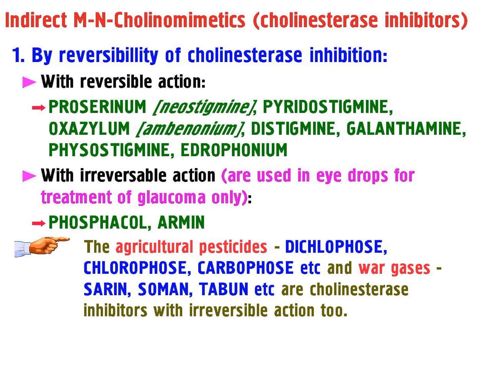The second type is the drug with irreversible action. Mainly they are used in clinical practice only for treatment of severe cases of glaucoma and are represented with such agents as fosfacol and armin. It should be noted that some substances, for example, agricultural pesticides such as dichlorvos and war gases such as sarin and soman, by their mechanism of action are also cholinesterase inhibitors with irreversible action. This is important in choosing the appropriate treatment of the intoxication by these substances.